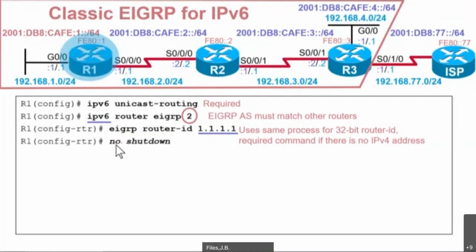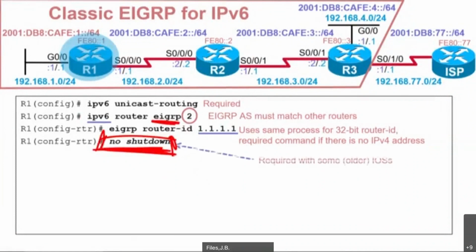Then we have to do a no shutdown. Don't forget this on labs and stuff. This is easily forgotten. The EIGRP process starts in a shutdown state for IPv6. This is different than if you're dealing with IPv4. Now, this is not necessarily required. I just remembered this is actually required on some older IOSs.